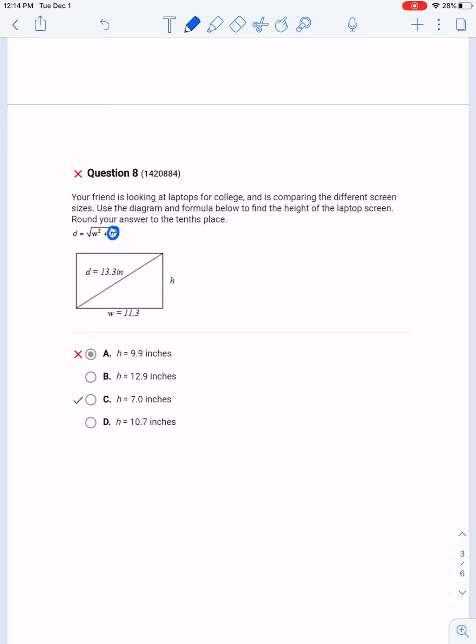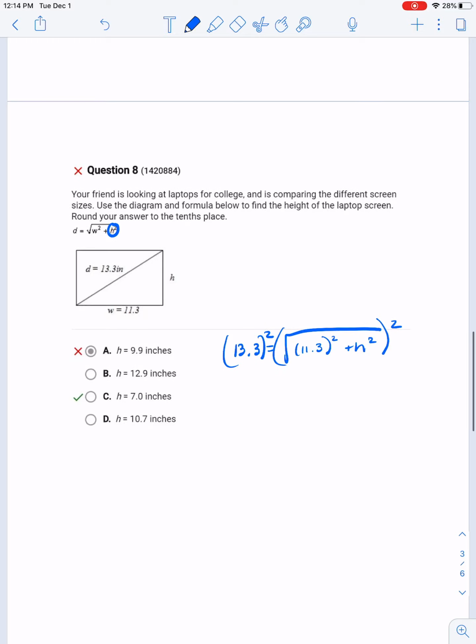Okay, so D is 13.3. I'm following the formula: D equals the square root of W, which is 11.3, squared plus H squared. Okay? And then like last time, we're going to get rid of the square root first. So I'm going to square both sides. 13.3 squared is 176.89.